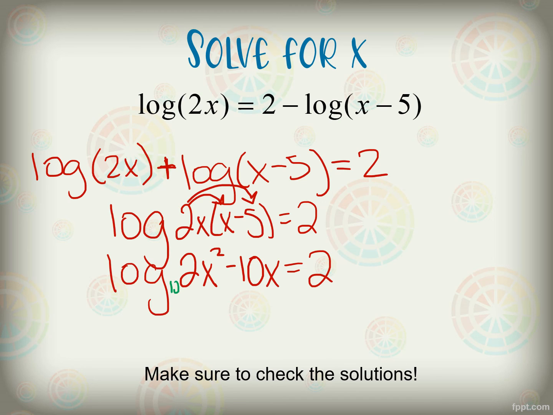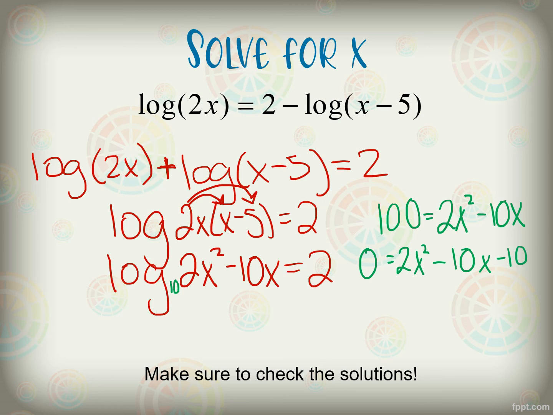Technically, this is a base 10, right? This is a common log. So 10 squared equals 2x squared minus 10x. Well, 10 squared, I could just change that to 100. Oh, look what we have here. I'm going to kick that 100 over. We have a quadratic that needs to be factored.